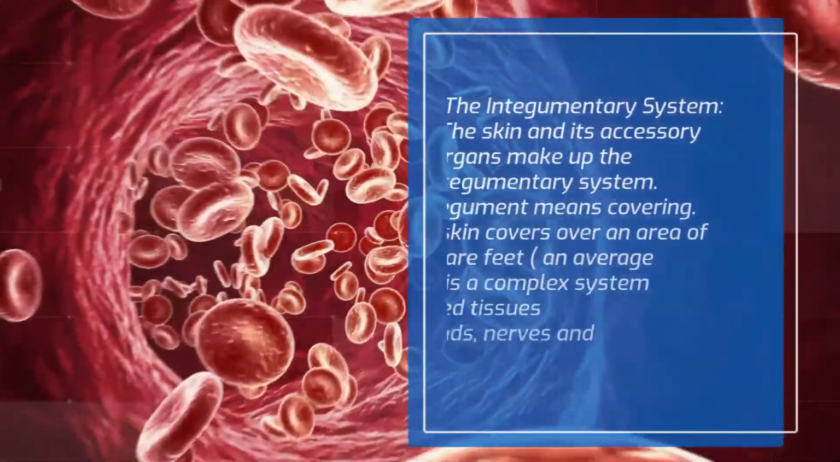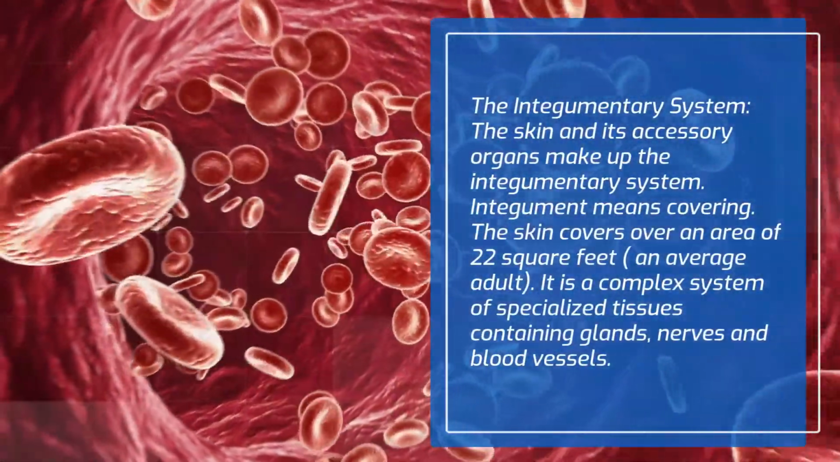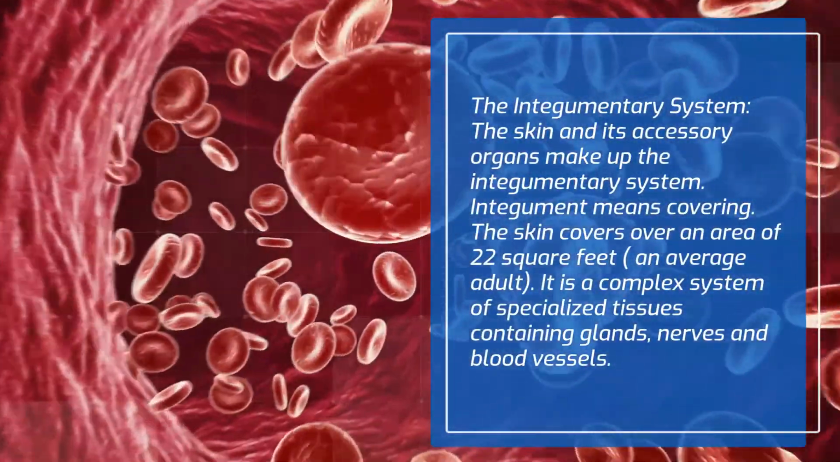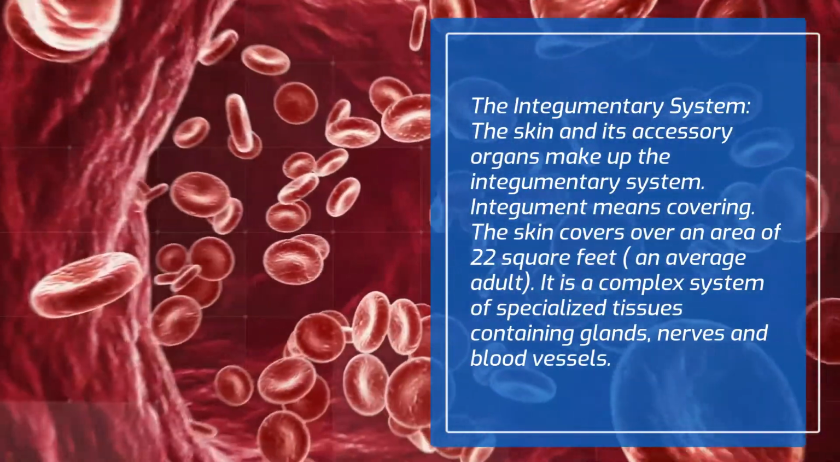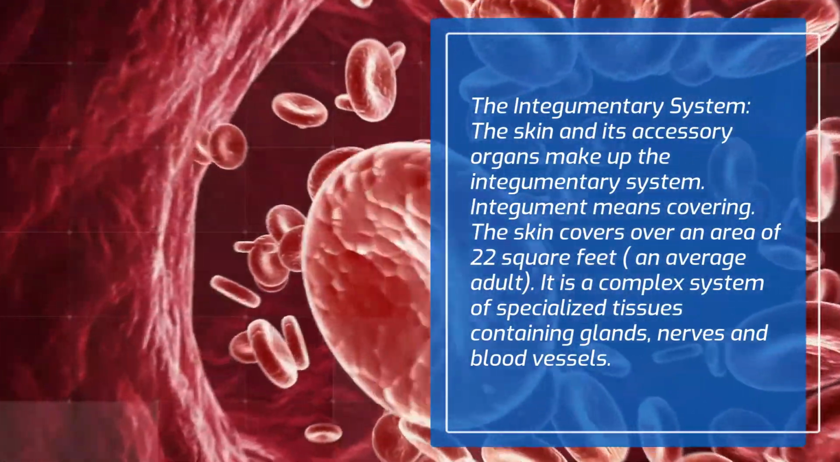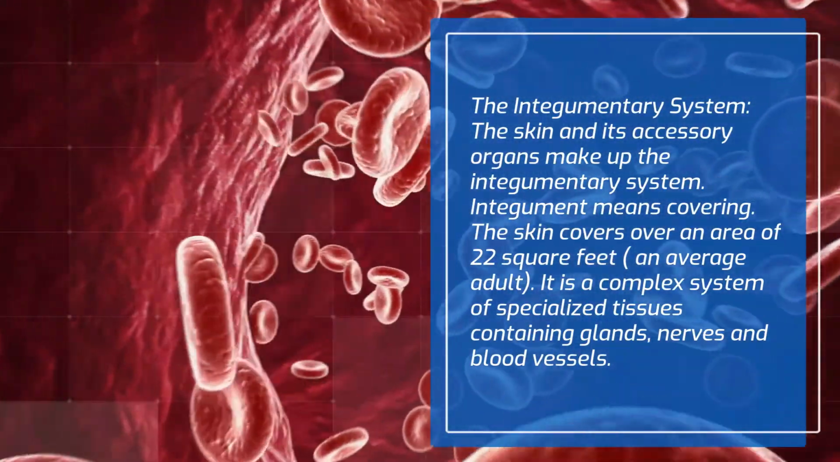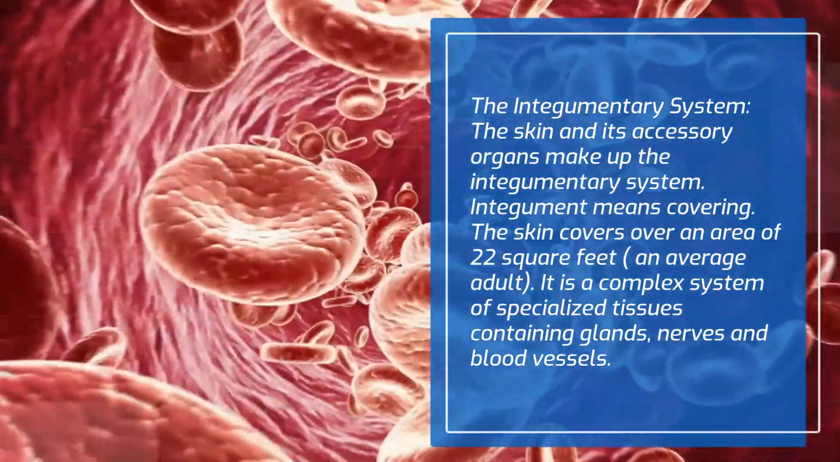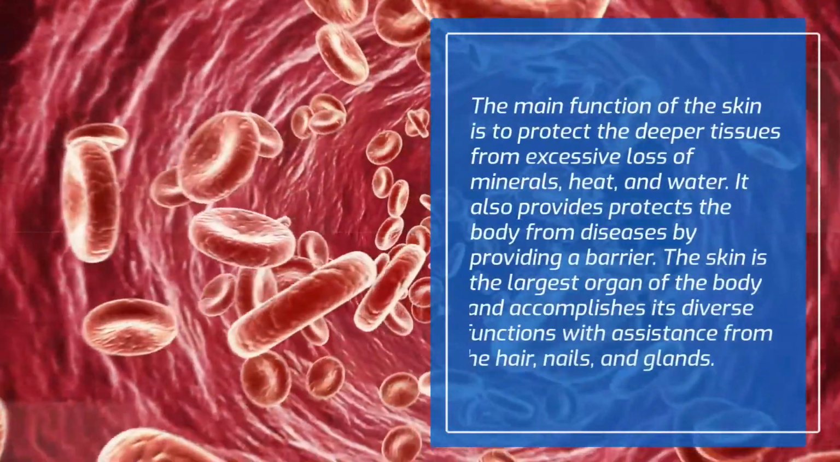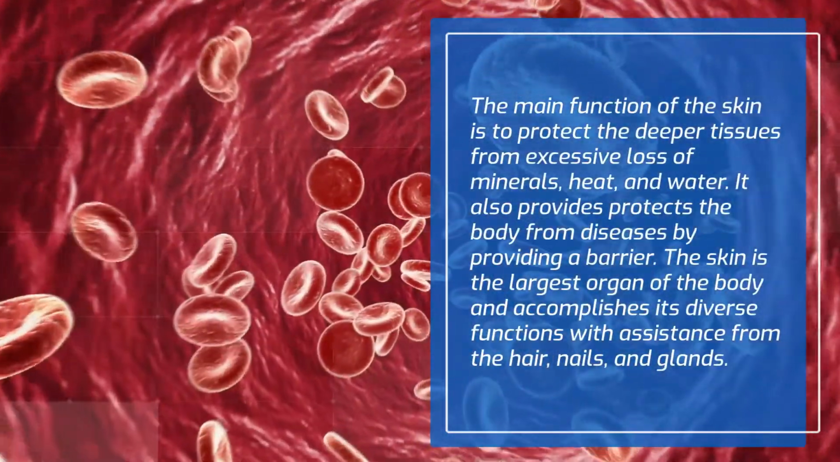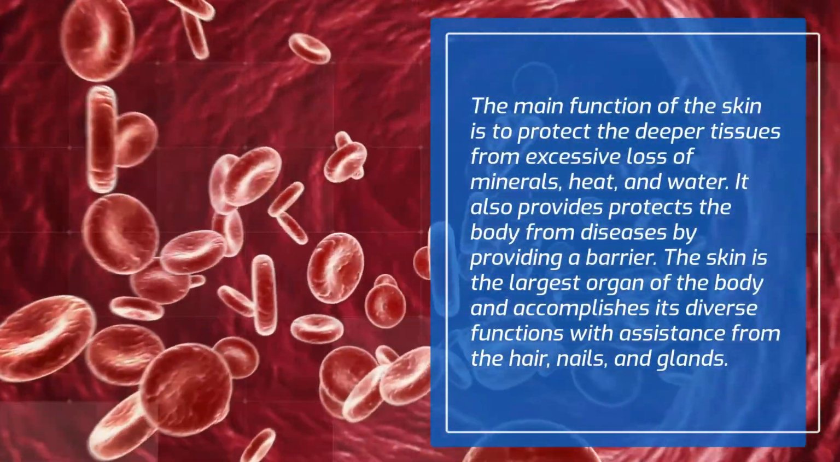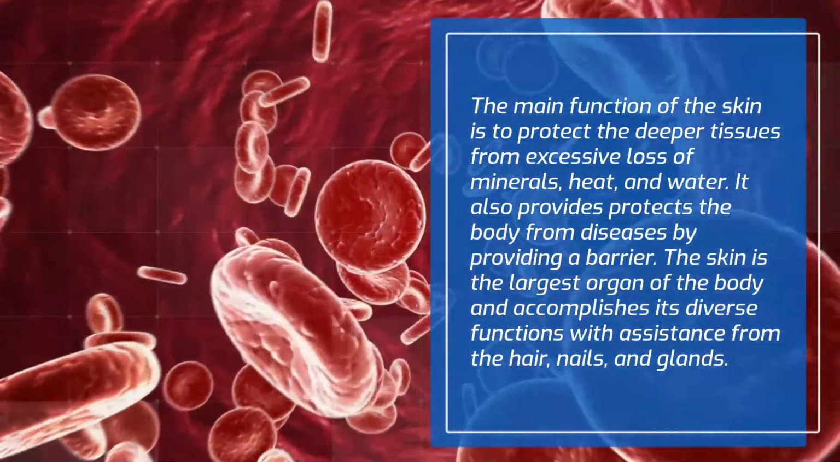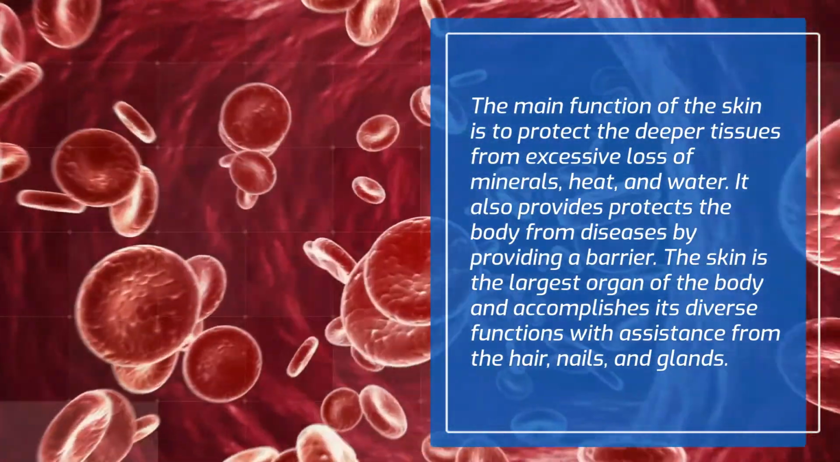The integumentary system: the skin and its accessory organs make up the integumentary system. Integument means covering. The skin covers an area of 22 square feet in an average adult. It is a complex system of specialized tissues containing glands, nerves and blood vessels. The main function of the skin is to protect the deeper tissues from excessive loss of minerals, heat, and water. It also protects the body from diseases by providing a barrier.